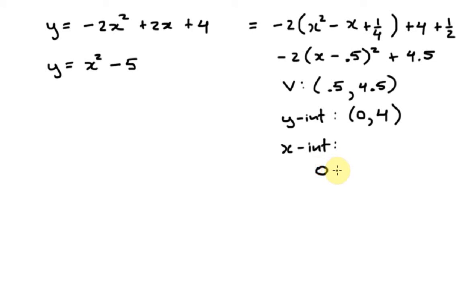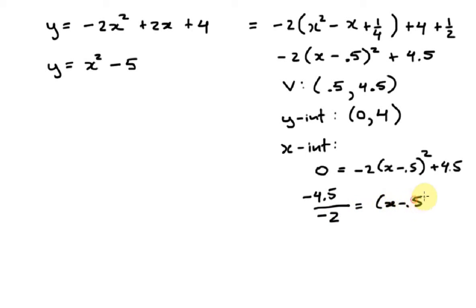We'll put in a 0 for the y, and then we got the rest of this stuff, right? So I think we can zip through it pretty fast. Okay, we're going to subtract the 4.5 over to the left side. And at the same time, I'm also going to have to divide by -2. So I might as well do that in one step. And that leaves me with x minus 0.5 squared.